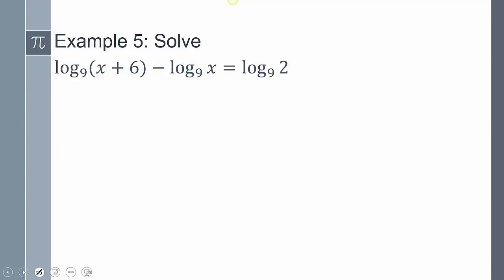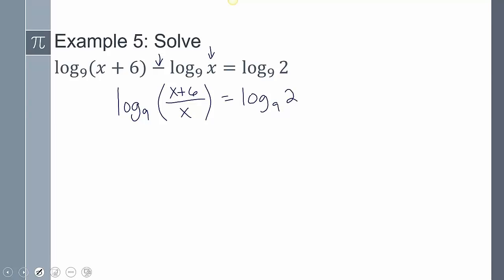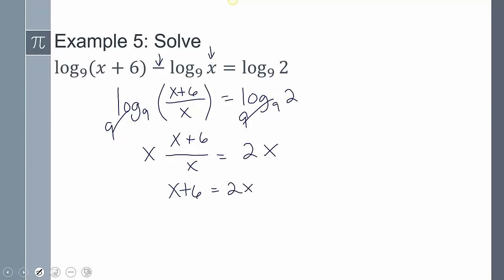A little bit more complicated one. So on this one, it's log base 9. Minus, which means that's going to go on the denominator. So writing it as 1 log: log base 9 of x plus 6 over x equals log base 9 of 2. So now base 9 to both sides. Those cancel out. x plus 6 over x equals 2. Multiply both sides by x because I have to get it out of the denominator. Minus x on both sides. 6 equals x.